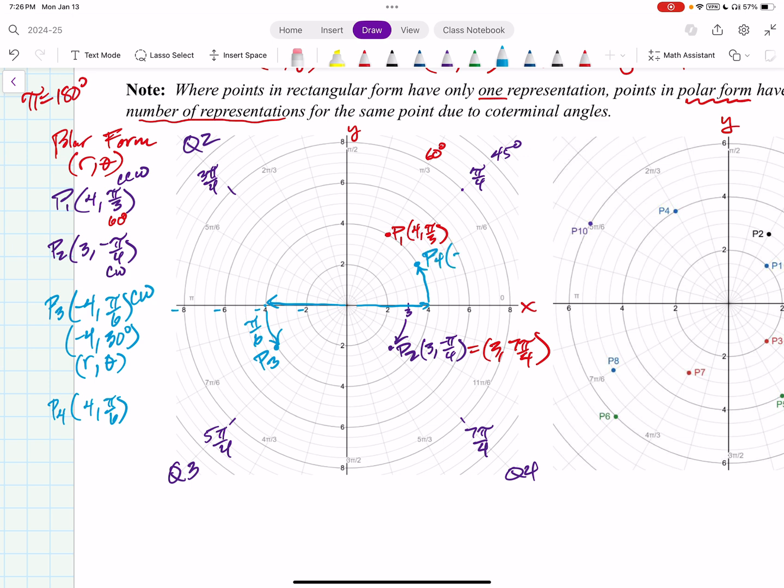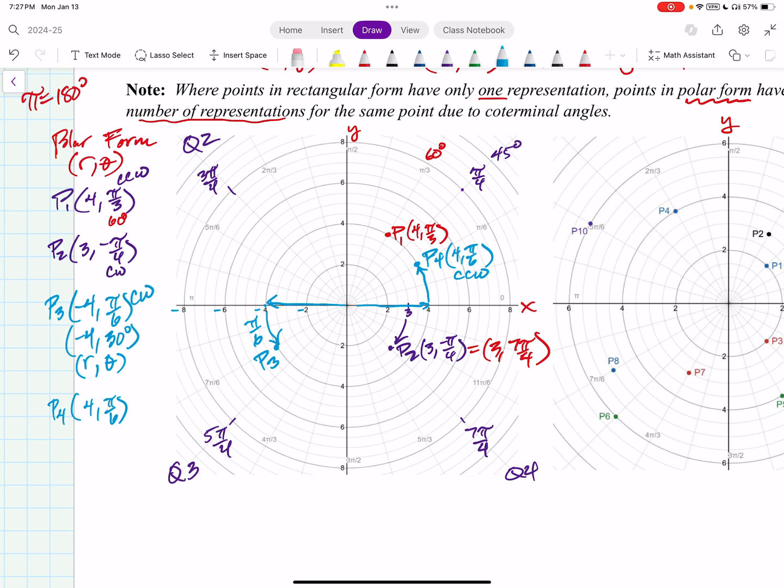Okay, now that is 4 comma pi 6. Okay, so you go out to the fourth circle, rotate your angle of rotation, pi 6, it's positive, so go counterclockwise. I'm sorry, I meant to say counterclockwise, go against the clock, all right, because it's positive. And then you're at P4.